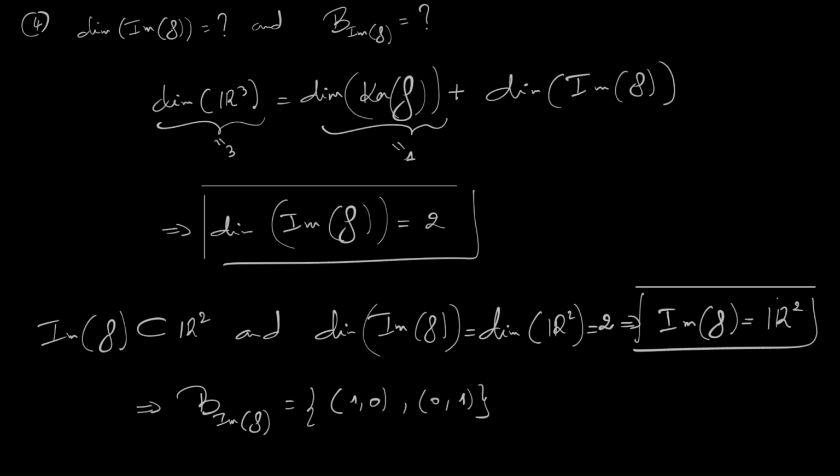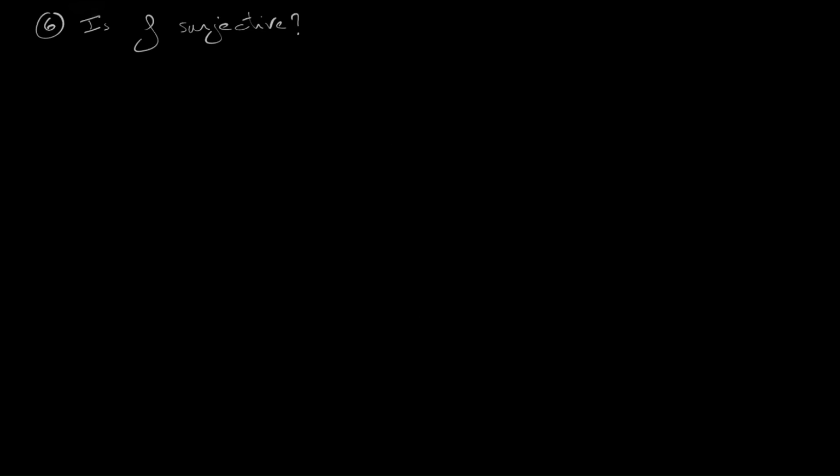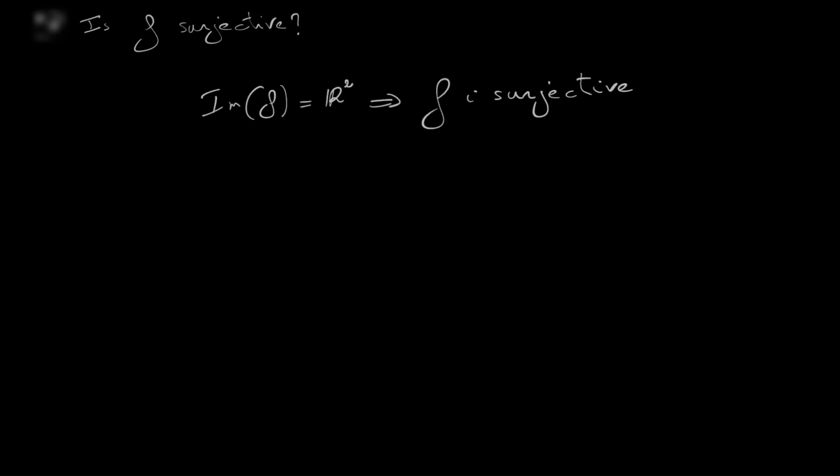For question number 5, is f surjective? Remember, a map is surjective if its image is equal to the entire arrival space. We just proved in the previous step that the image of f is equal to R2. Therefore, we can conclude that f is surjective. And with that, we have completely solved exercise number 1.